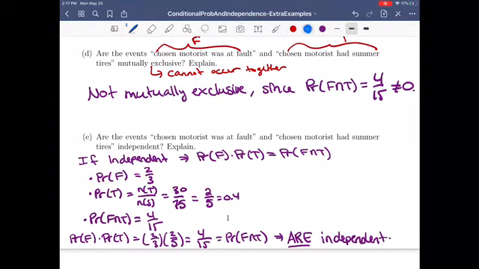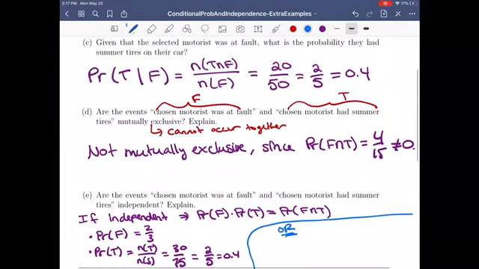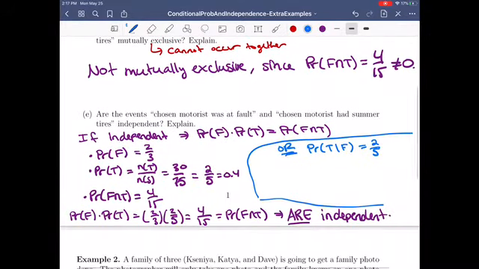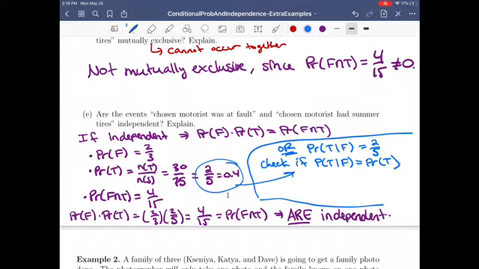Okay, another way we could have checked, which is maybe a bit faster here because we already computed the probability of T given F to be 2 over 5, is to check if this probability is equal to the probability of just T, which we found here was 2/5. Because they're equal, they're also independent. These are independent. Both ways are fine.